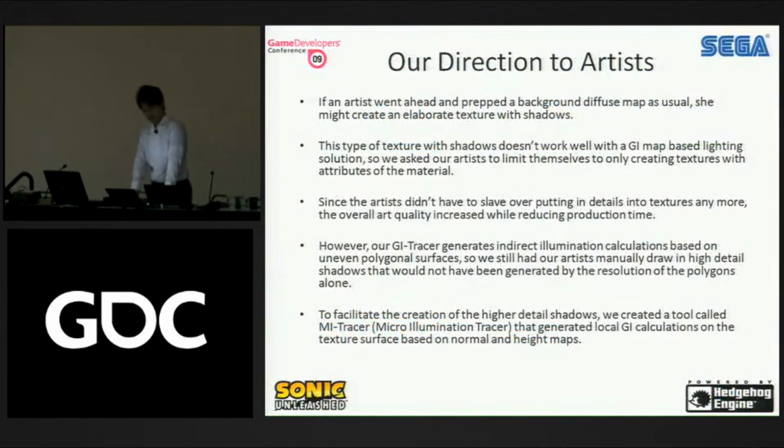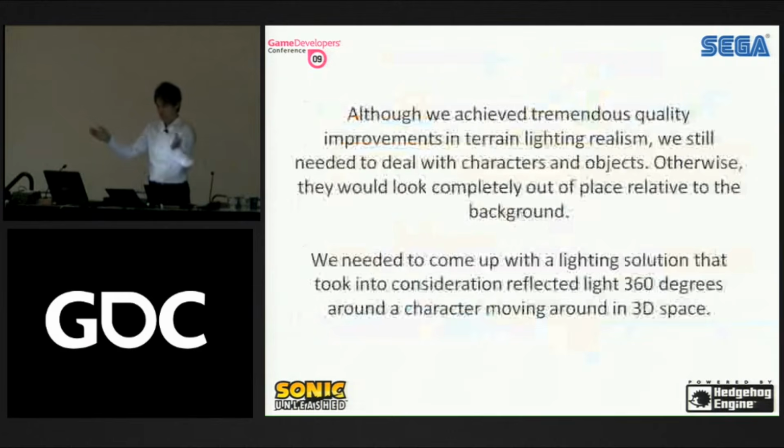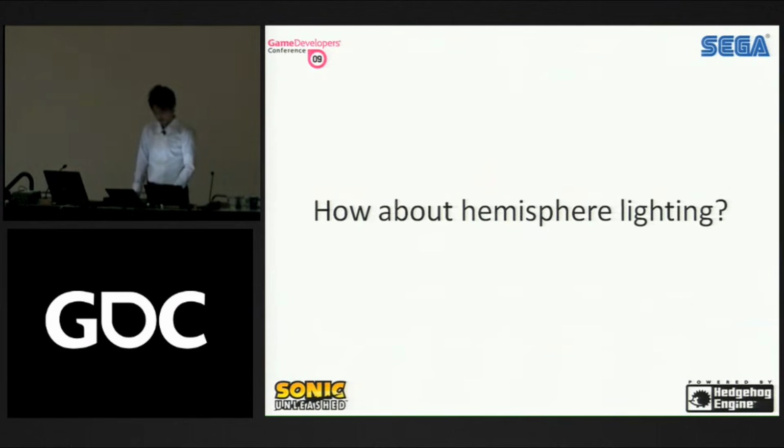Now, Chapter 3, Global Illumination Algorithm for Characters and Objects. Since we achieved tremendous quality improvements in terrain and lighting realism, we still needed to deal with characters and objects, otherwise they look completely out of place relative to the background. We needed to come up with a lighting solution that took into consideration reflected light 360 degrees around the character and moving around in 3D space.